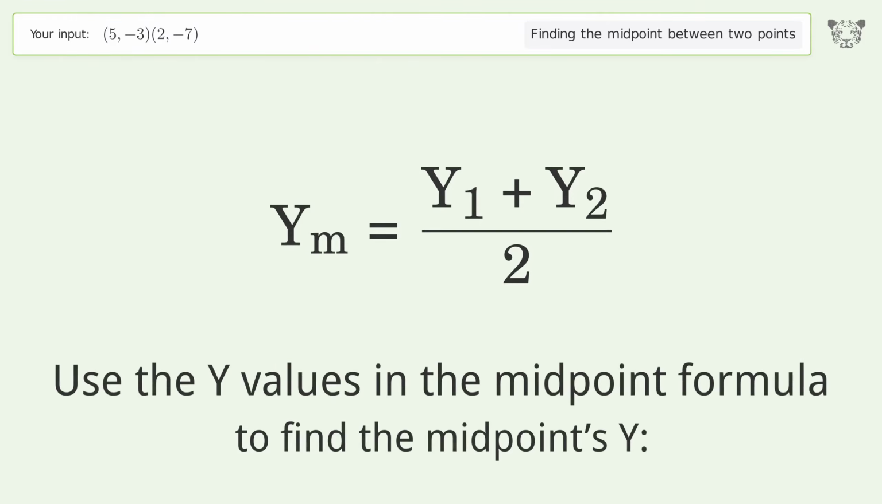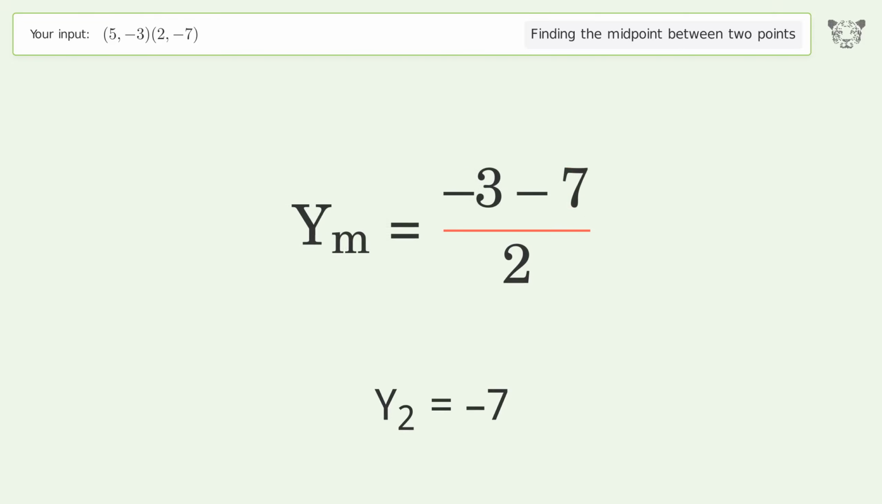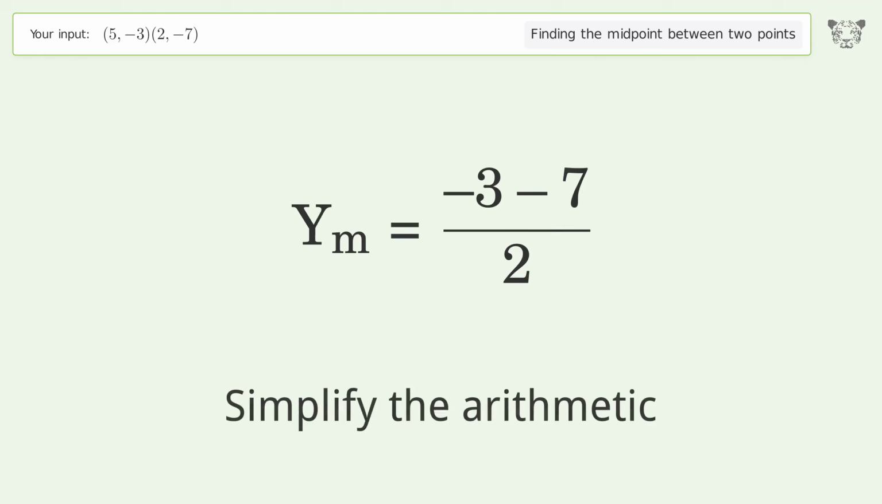Use the y values in the midpoint formula to find the midpoint's y. y1 equals -3. y2 equals -7. Simplify the arithmetic.